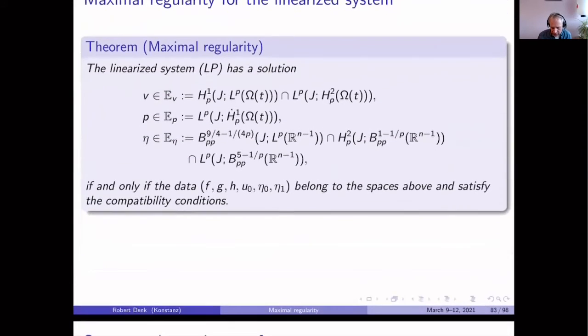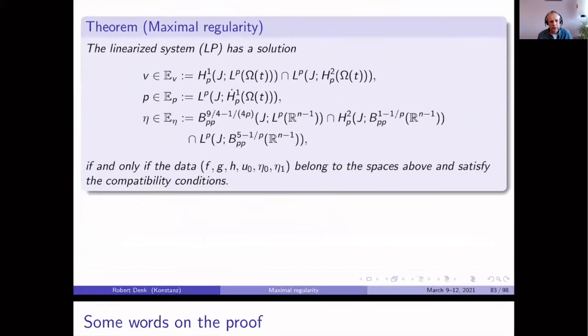And the result is as you expect. So we have this linearized problem has a unique solution if and only if these data belong to the spaces above and satisfy the compatibility conditions, which I do not want to write down here. And in particular, you can see here that this space appears, which already appeared in the main theory. Yeah, it's always the same. We prove maximal regularity for the linearized problem in some spaces, then we get a unique solution for the nonlinear problem in the same spaces.